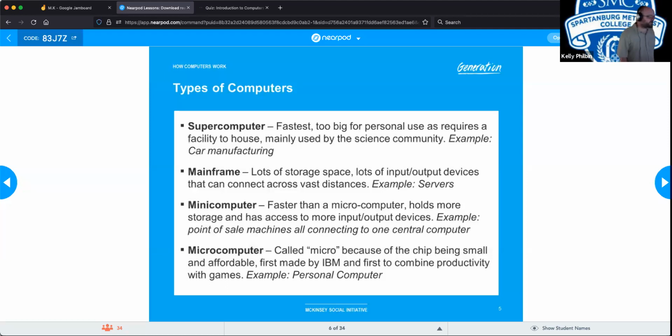And then finally, you get to the microcomputer. It's called a micro because the chip is small and affordable, not because of its actual physical size. And we typically would see this in our daily lives. This is our typical desktop computer that we would normally use. This is considered a microcomputer.